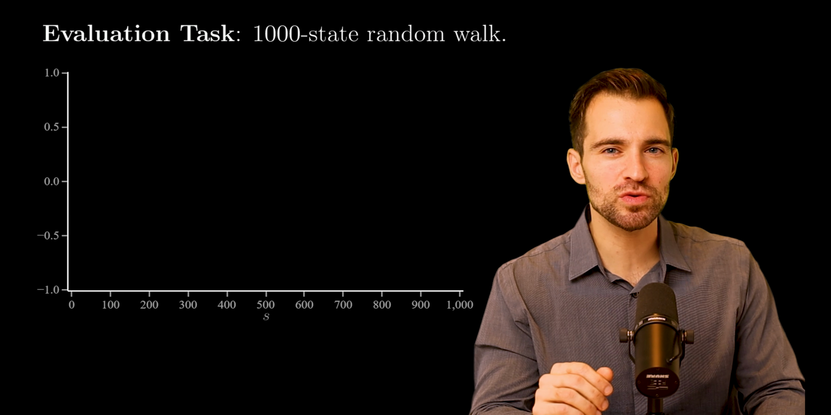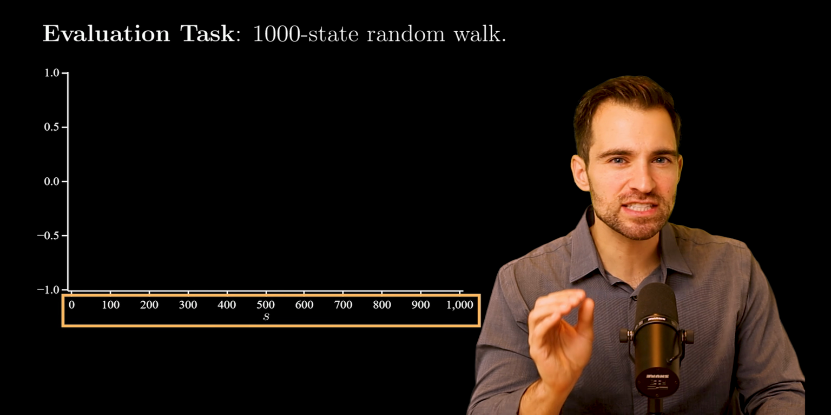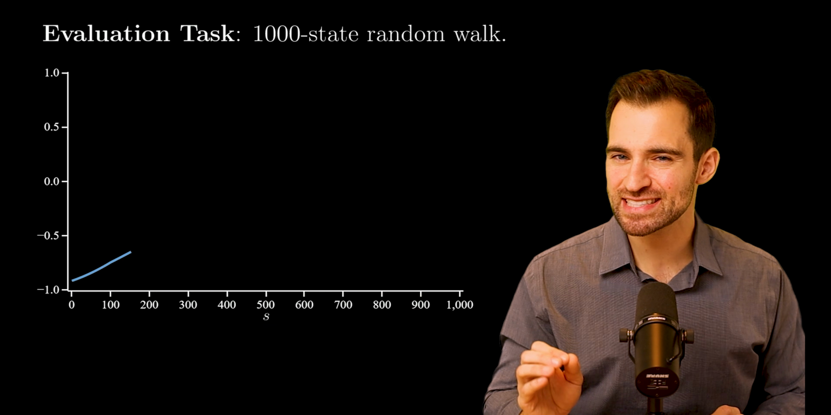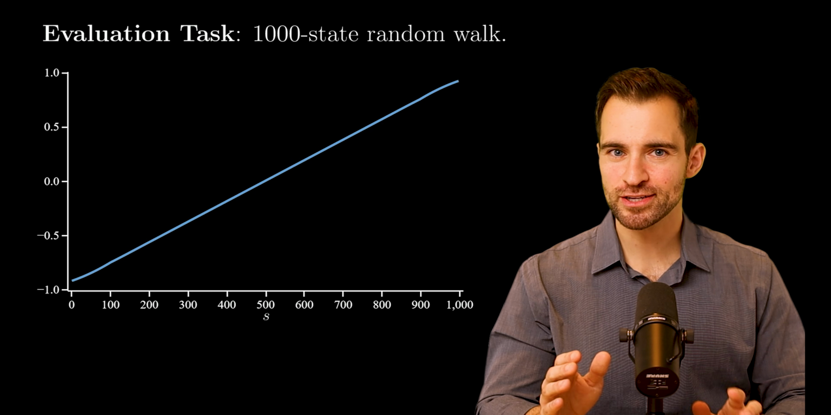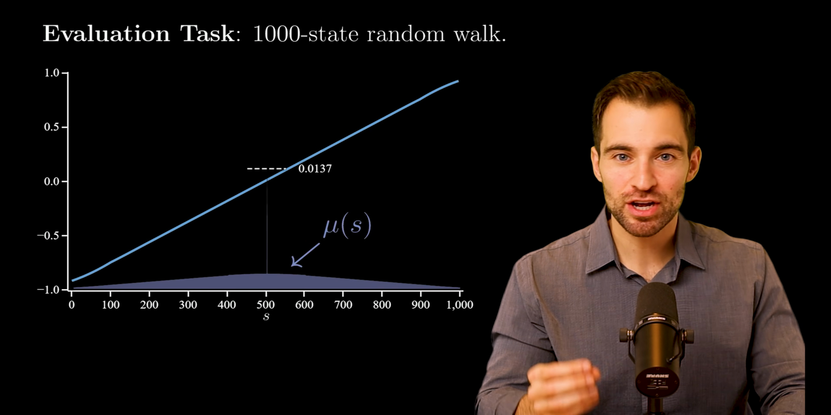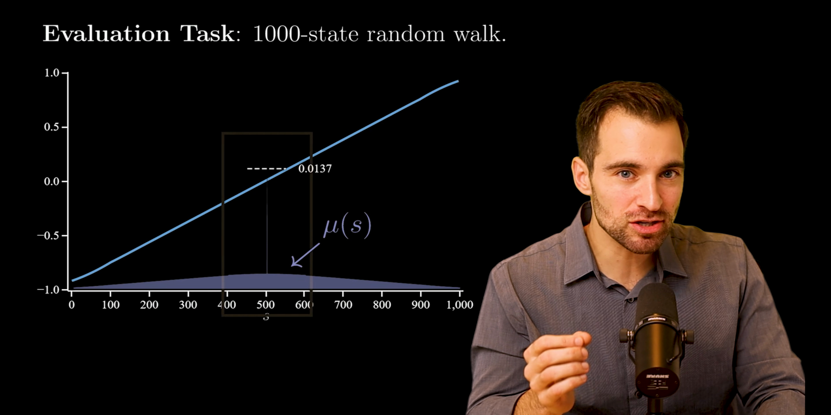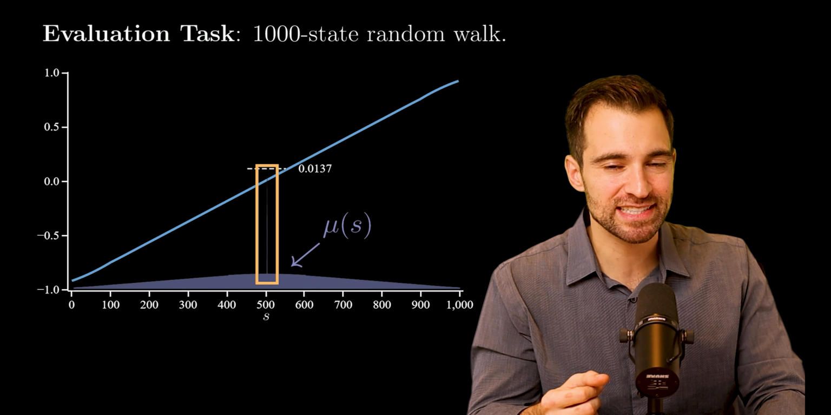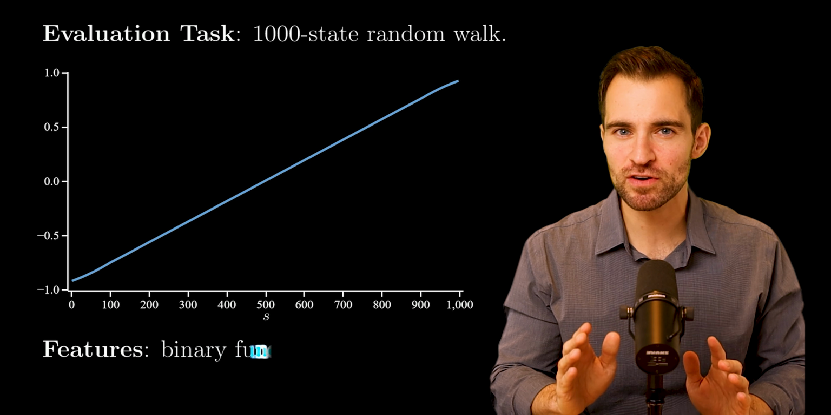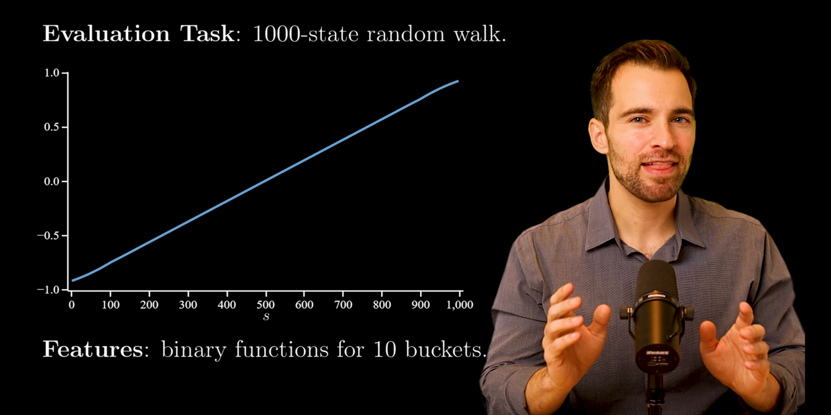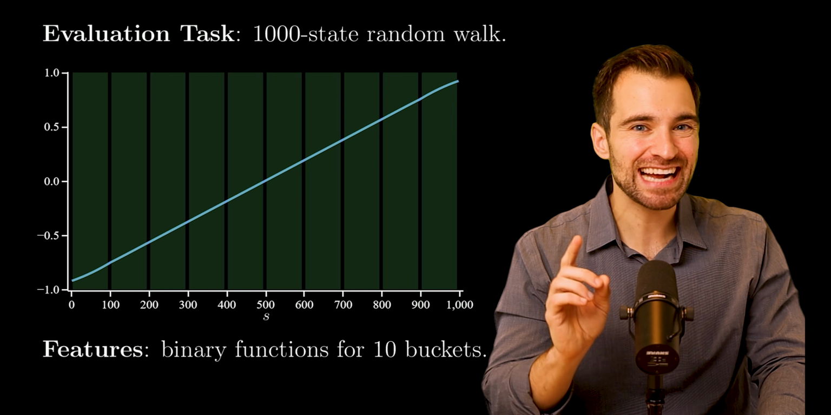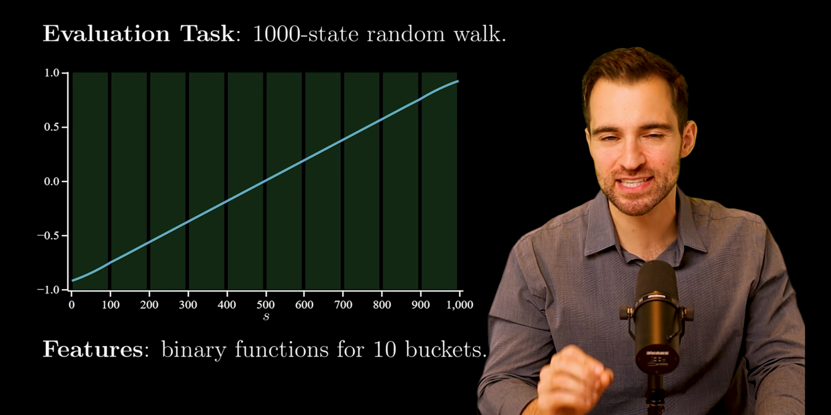Now let's visualize the true value function, where the states are listed 1 to 1,000 along the horizontal axis. The true value function is this. This is what we'll be trying to approximate. Also, this is the true distribution of states as we bounce around. This is mu, used in the VE objective. This large spike comes from the fact that we always start at state 500. Next, let's discuss the features. We'll use 10 binary functions to indicate 10 buckets. That means we form these buckets, and our feature vector will be all 0, except there will be a 1 indicating which bucket the state is in.